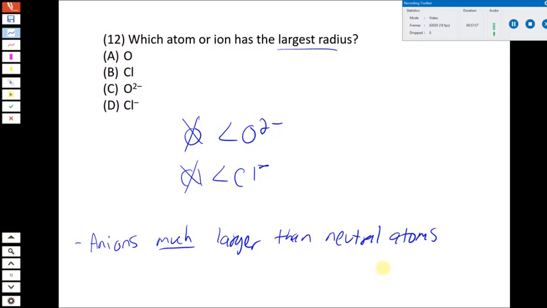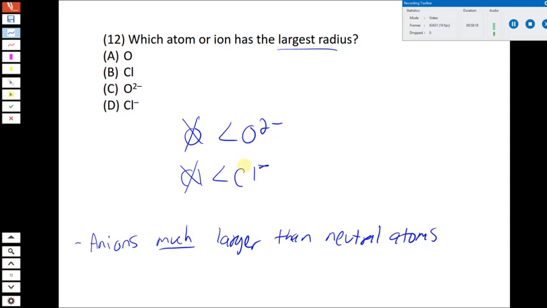So those are the two that are left, the two anions. And to illustrate how big an effect this is, if I remember this correctly, I don't know if these are the exact right numbers, but chlorine has an atomic radius of 73 picometers. And then the anion Cl minus has a radius of over 100, so almost twice as much. So it's a really big effect just by adding 1 electron.